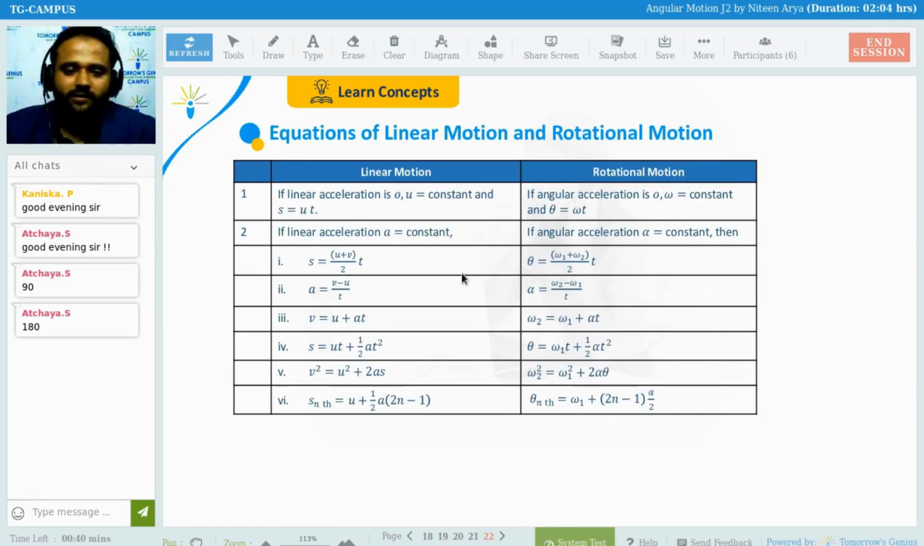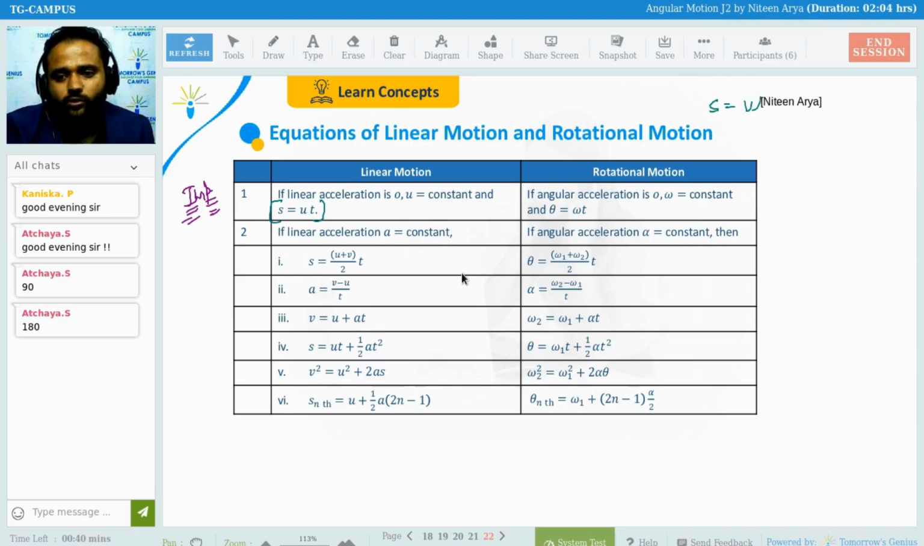This is the important thing. I'm not going to prove or rewrite anything, but that is very, very important. I'm just going to tell you a few important aspects of that. In linear motion, if linear acceleration is 0, it means u is constant, and then you can say displacement is ut. This is from the second equation of motion.